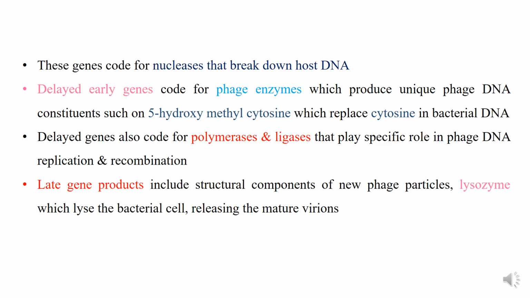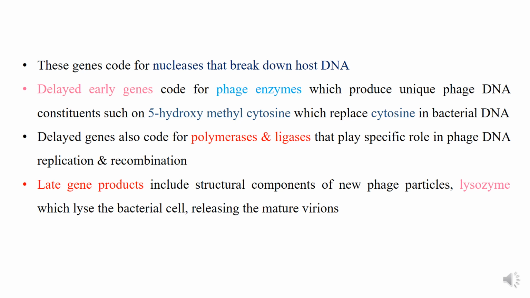What about the delayed early genes? They use the bacterial RNA polymerase to synthesize the mRNA, and delayed early genes code for the phage enzymes which produce unique phage DNA constituents like 5-hydroxymethyl cytosine. This 5-hydroxymethyl cytosine will replace the cytosine in the bacterial DNA. So this compound replaces the cytosine present in the bacterial DNA.